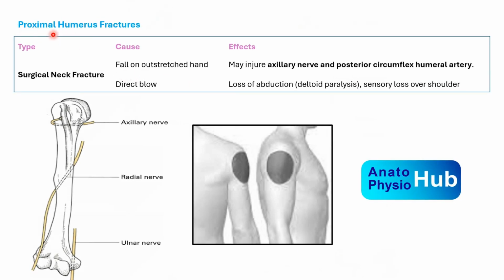Okay, now we learn about proximal humerus fracture. The main proximal humerus fracture is surgical neck fracture. This is surgical neck fracture. Causes are fall on the outstretched hand or direct blow. Effects are that it may injure two structures, the axillary nerve and the posterior circumflex humeral artery. If the axillary nerve is damaged, it leads to loss of abduction due to deltoid paralysis and sensory loss over the shoulder region.